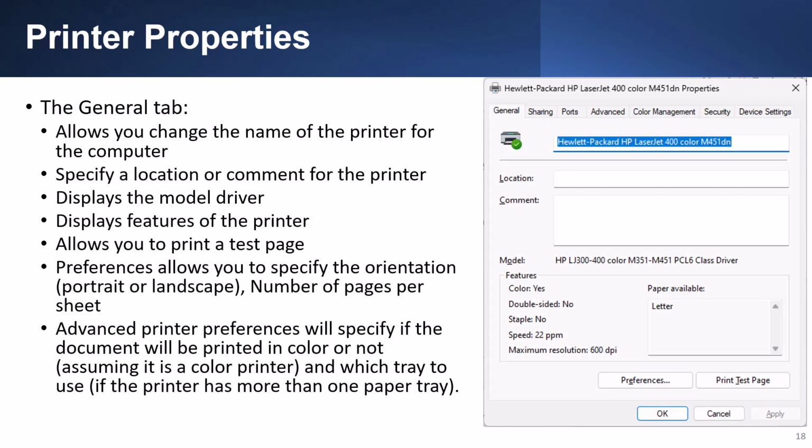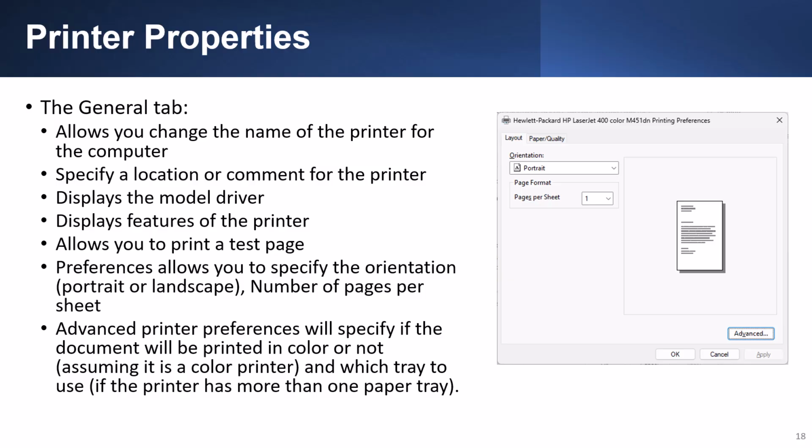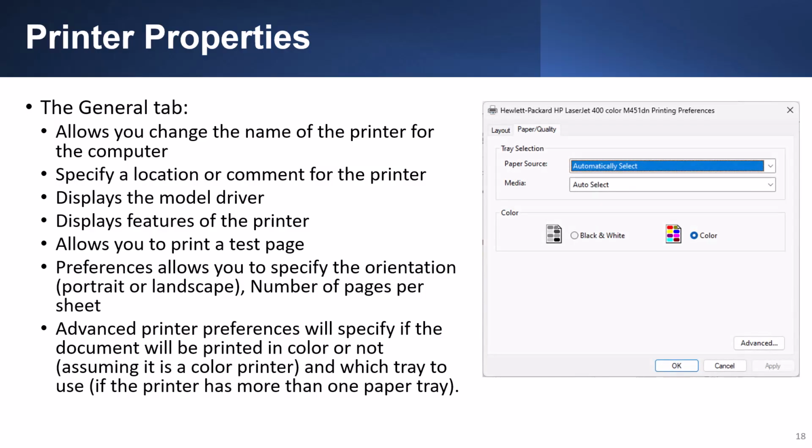The General tab allows you to change the name of the printer for the computer, specify location or comment for the printer, display the model driver, display features of the printer, and print a test page. Preferences allows you to specify the orientation, such as portrait or landscape, and number of pages per sheet. Advanced printer preferences will specify if the document will be printed in color or not, assuming it is a color printer, and which tray to use if the printer has more than one paper tray.